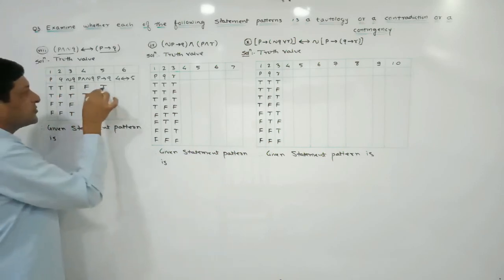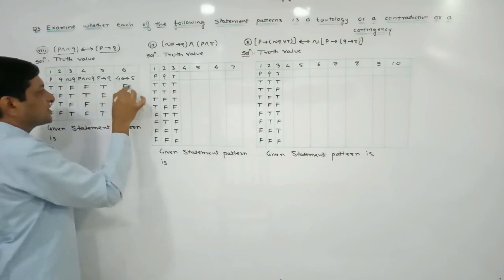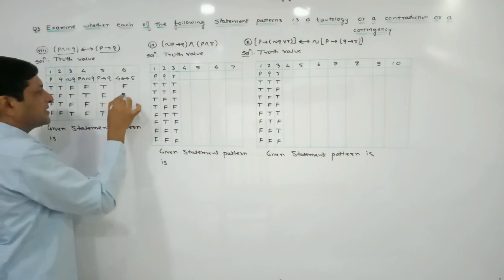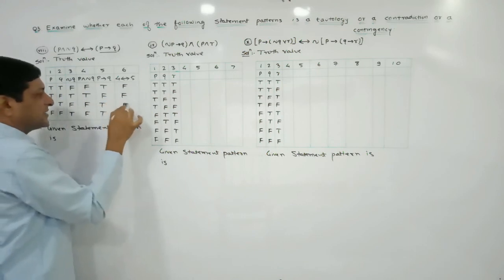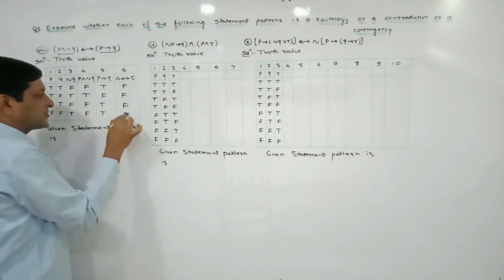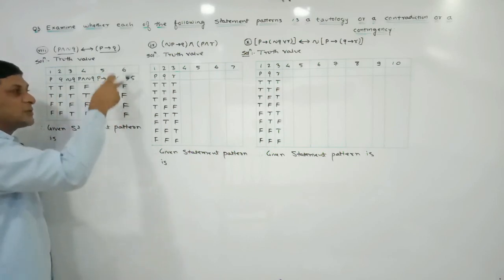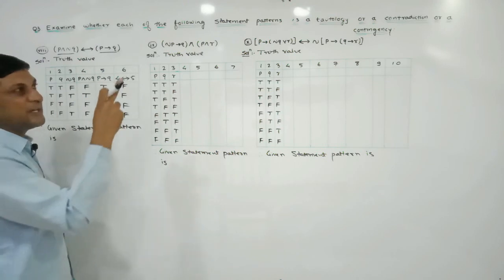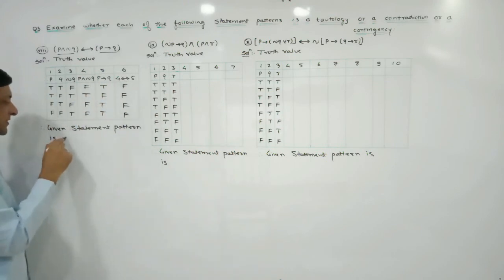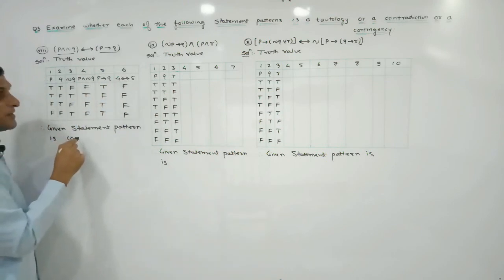So here truth values are not identical, so it is false. Here truth values are not identical, so it is false. Here also not identical, and here also not identical. So here simply we can observe that this statement is always false, and such a statement is called what? Contradiction. So the given statement pattern is contradiction.